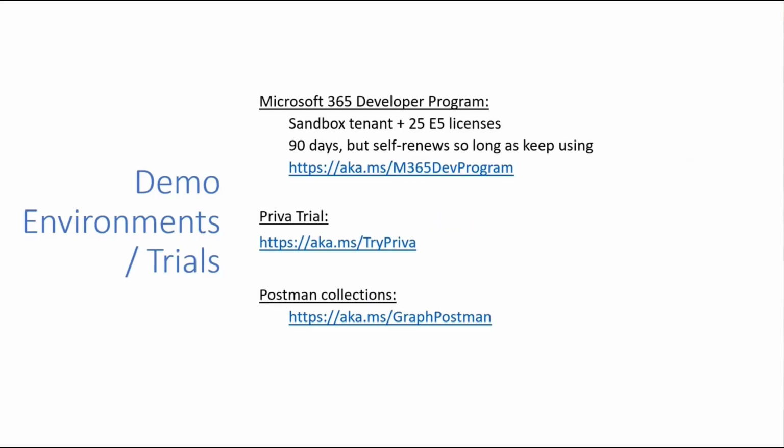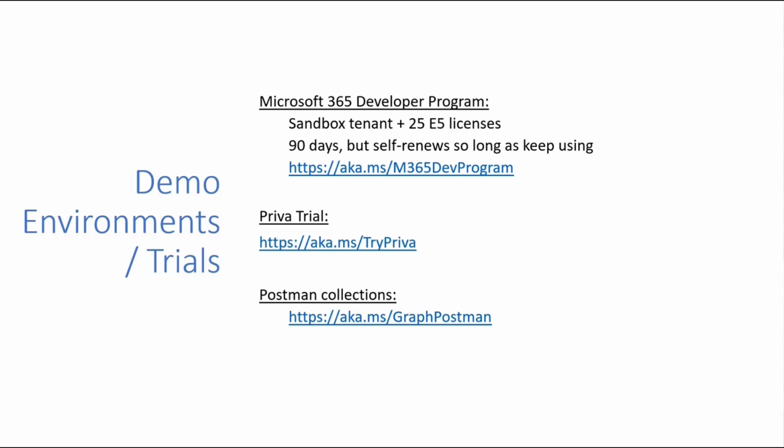If you're looking for ways to actually get a demo environment for this, as we mentioned previously in the community call, there is the Microsoft 365 developer program. With that, you can get that sandbox tenant, 25 E5 licenses, again, self-renews out there. The other area, as we're mentioning for the licensing for this, there is a trial for Microsoft Priva. You can go to aka.ms/try-priva, and you'll get a set amount of those SRRs available to you inside of your tenant, or you'll get it for a specified amount of time.